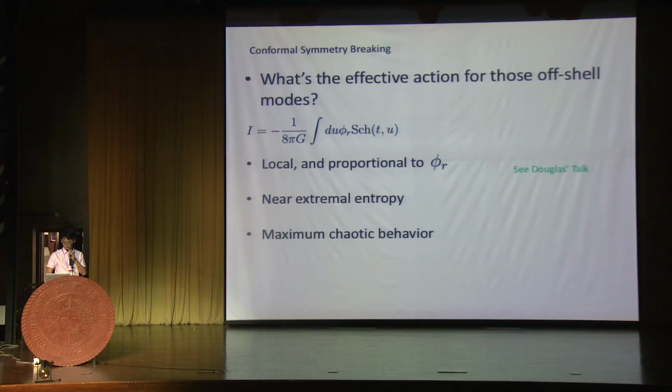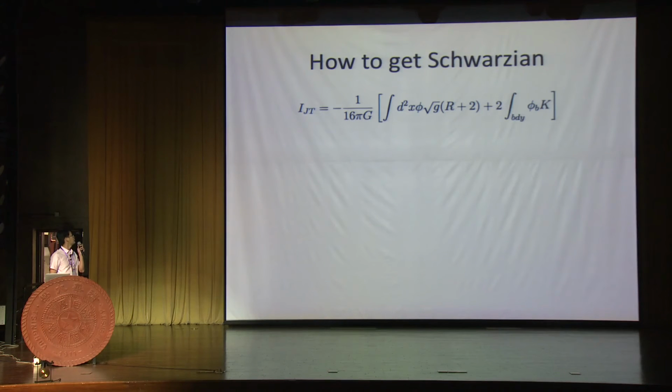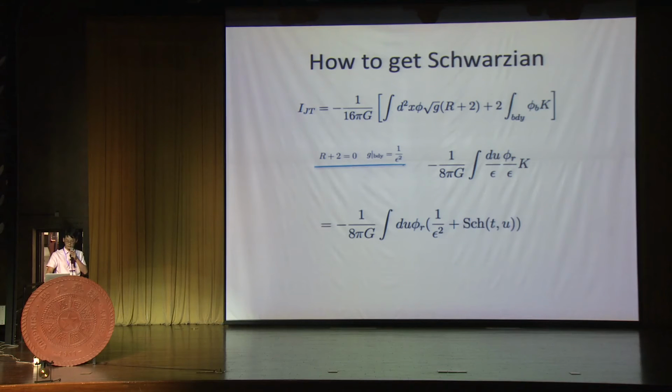So next slide, I'll explain how to get the Schwarzian derivative from the Jackiw-Teitelboim model. We just simply impose the dilaton equation. So we have a constant negative curvature background. This gives us a purely boundary action, which is the extrinsic curvature. And then evaluating this extrinsic curvature on those modes gives us the Schwarzian derivative.